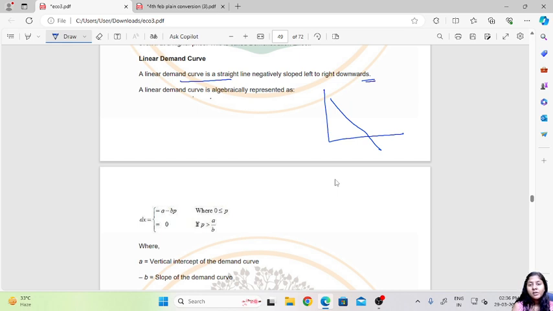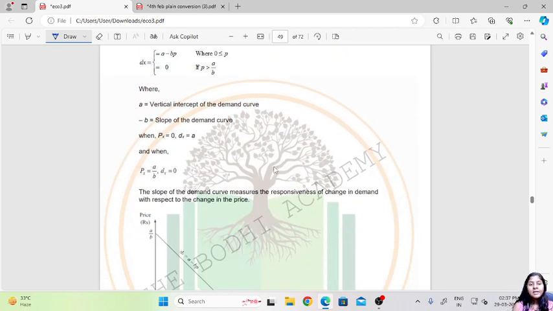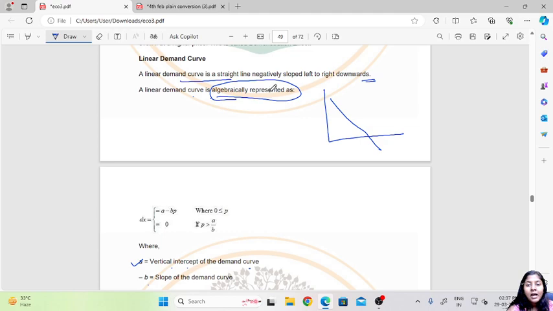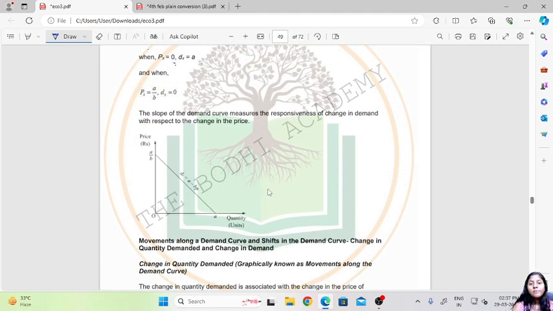A linear demand curve is algebraically represented like this: Dx = A - B Px. Here A is the vertical intercept of the demand curve, and B is the slope of the demand curve, where Px is equal to 0 and Dx is equal to A. This is how we can represent it algebraically. The slope of the demand curve measures the responsiveness of change in demand with respect to the change in price.